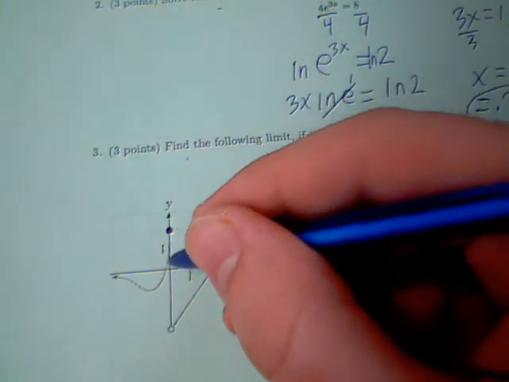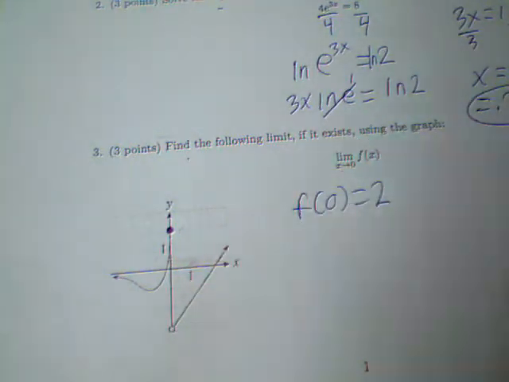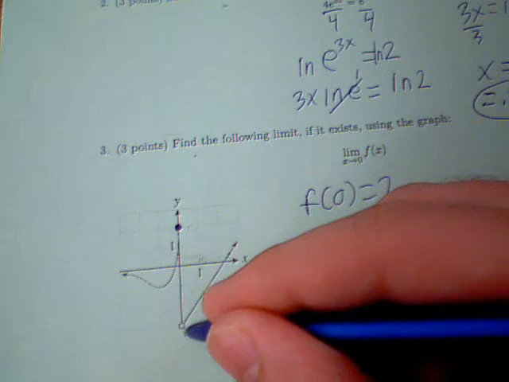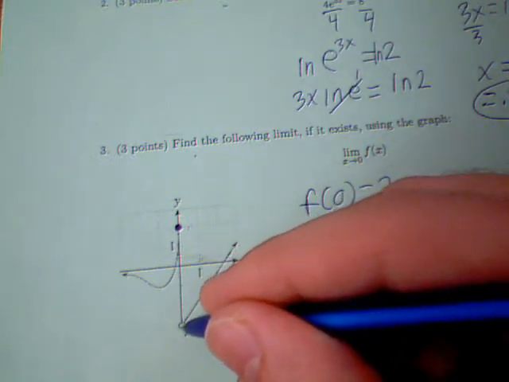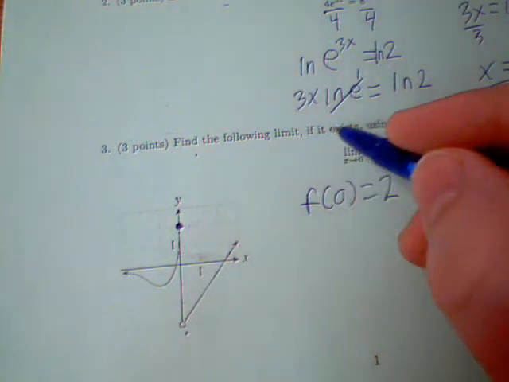Now if I look down at negative 1, 2, 3, there's an open point. So f of 0 is not that, because it's an open circle. Alright? So I want to find the limit if it exists.